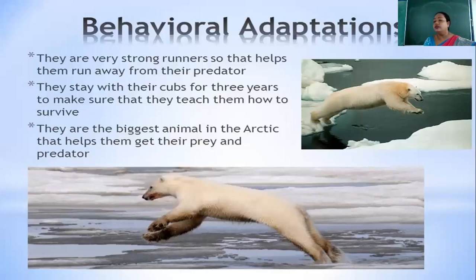Now let's see first of all the behavioral adaptation. Let me tell you that these polar bears are very strong runners, and this helps them survive from predators. Predator means the animals that can eat this bear. Those who can eat these bears are called predators. So these polar bears are strong runners. They can run very fast and they can escape from their enemies.